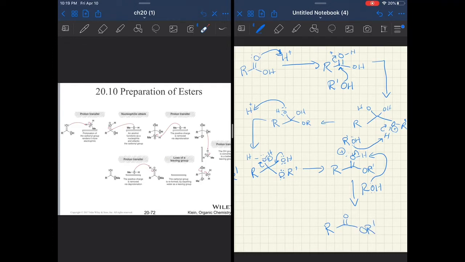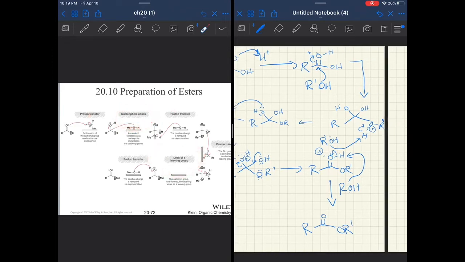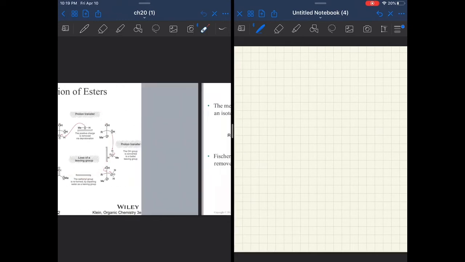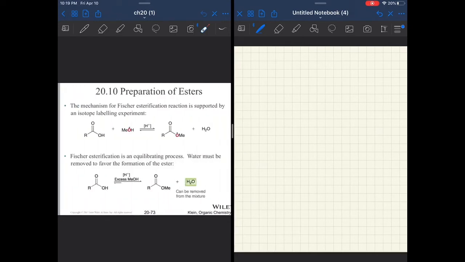This is a mechanism that you will be responsible for. It's several proton transfers surrounding that nucleophilic attack and loss of a leaving group. Those are your 2 preparations of esters.